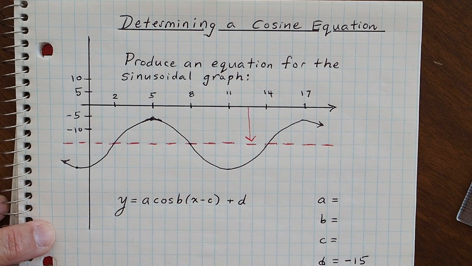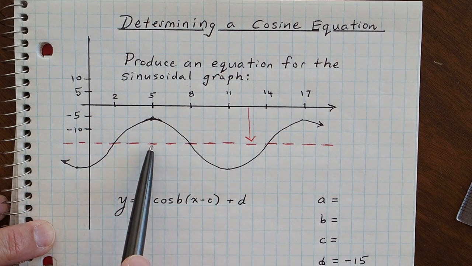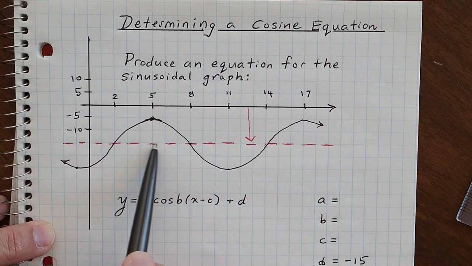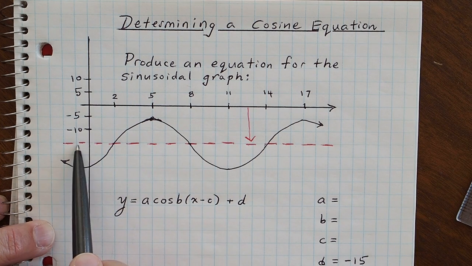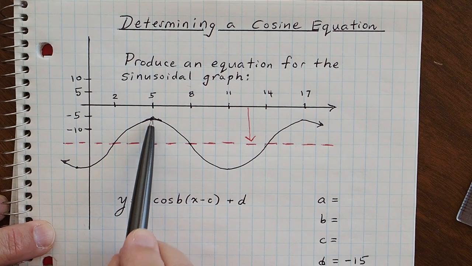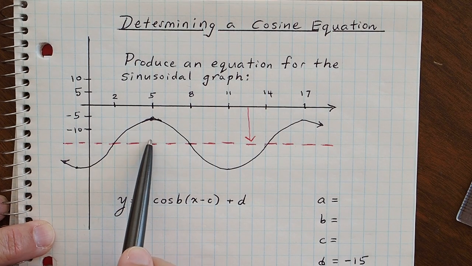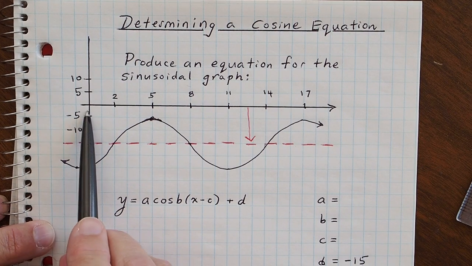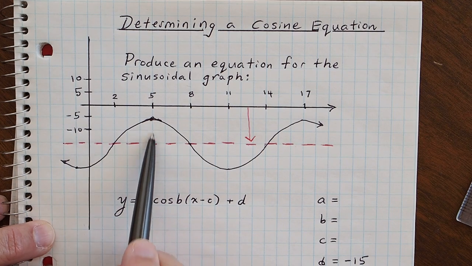And a is accessible now to you. A is the distance from this horizontal line, which cuts the curve in two horizontally, to a crest. So that is 10 units. Remember, we're graduating in increments of 5 here, so that's 10 units.